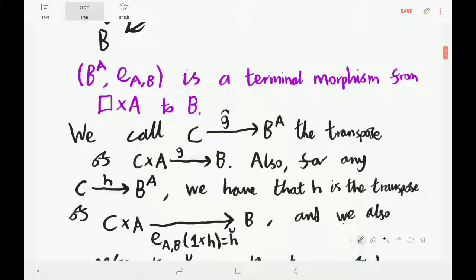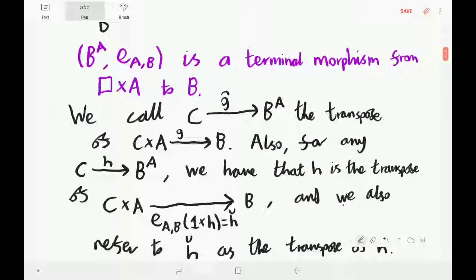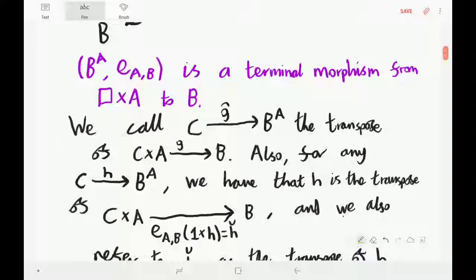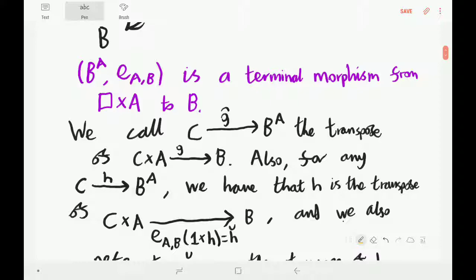So anyway, just a few more definitions, just to do some bookkeeping, and then we're going to look at the intuition behind exponential objects. So this G cap here is called the transpose of G. And notice that for any G from C times A to B, we have this unique transpose.